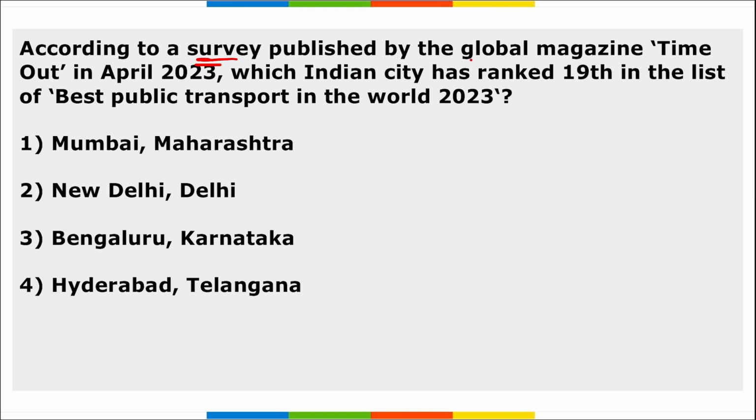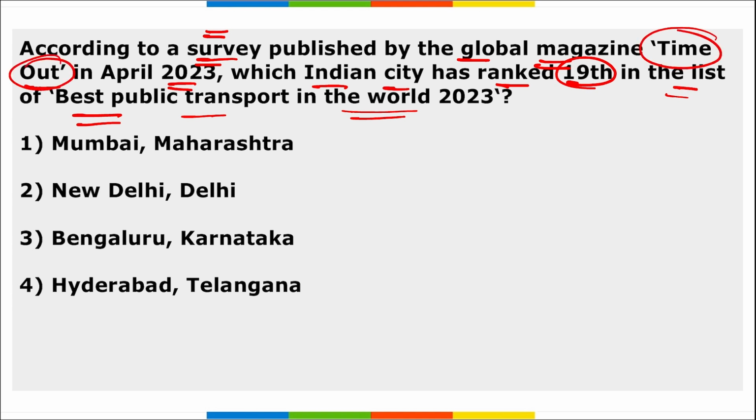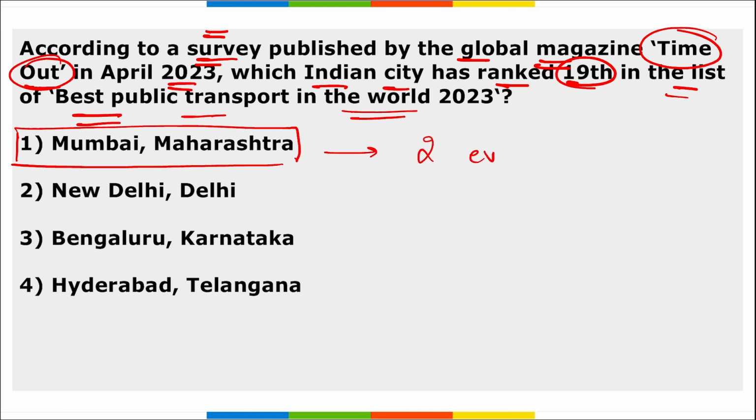Next, according to a survey published by the global magazine Time Out in April 2023, which Indian city has ranked 19th in the list of the best public transport in the world 2023? I repeat, according to a survey published by the global magazine Time Out, which Indian city has ranked 19 in the list of the best public transport in the world? It is your Mumbai, Maharashtra. And if you remember, Mumbai, Maharashtra also has double-decker electric vehicle buses, correct?